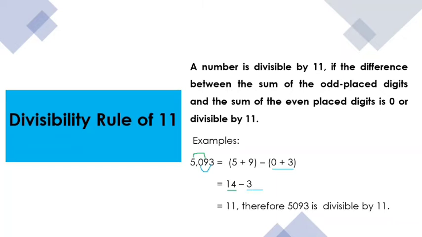Now, let us get the difference of 14 and 3. 14 minus 3, the difference is 11. 11 is divisible by 11. Therefore, 5,093 is divisible by 11.